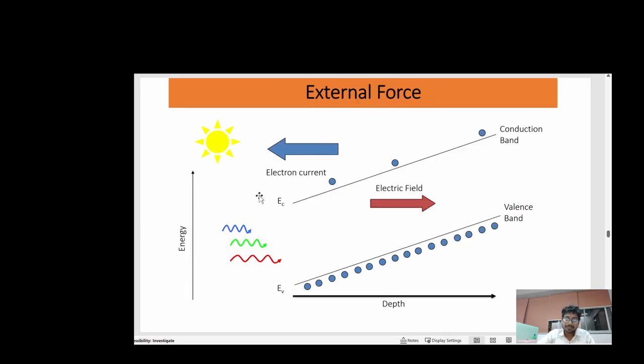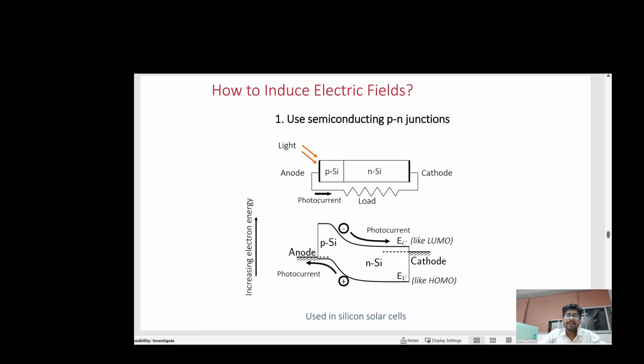So then how these charges are separated, if you apply an external force. And then induced electric fields inside a semiconductor because of the p-n junction. There is a band bending because of the p-n junction. So these are the induced electric fields inside a photovoltaic device. So this is the principle of working of a solar cell.